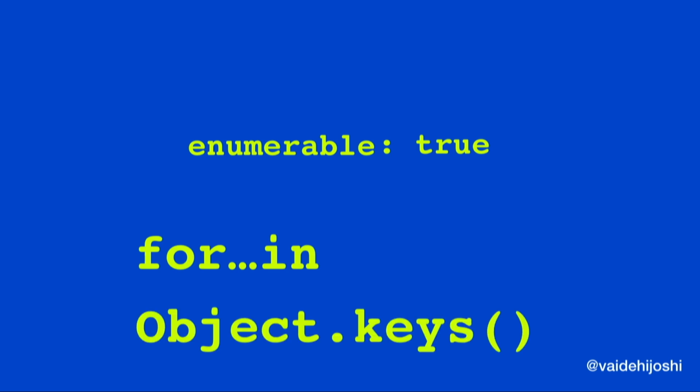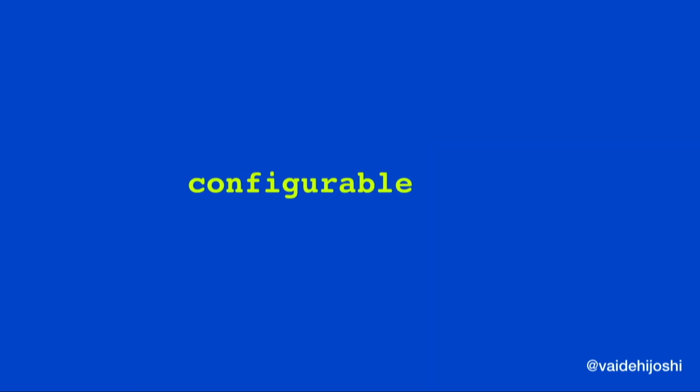Enumerable tells us whether the property that the descriptor is referring to is going to show up when we enumerate over that object's properties. For example, if a property descriptor's enumerable value is set to true, then that property will appear whenever we use it in a loop, or if we call Object.keys on it. However, if the descriptor's enumerable value is set to false, it will not show up. And this will come into play in a bit.